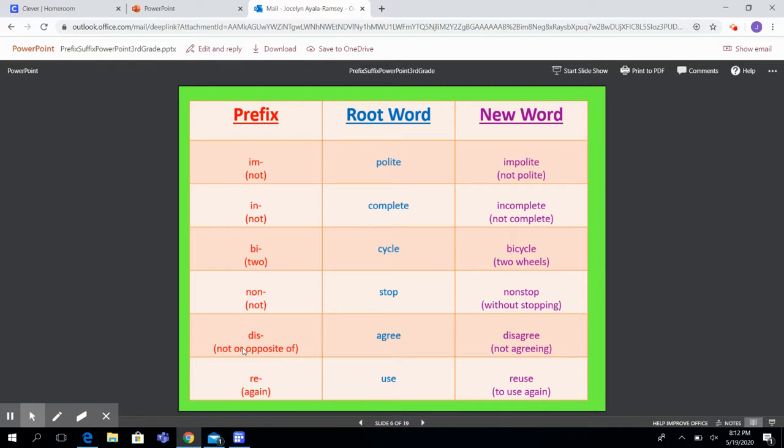Another example on here would be dis, would be my prefix, which means not or opposite of. And if I mix dis with agree, my root word, and made a new word, disagree, that would mean not agreeing.